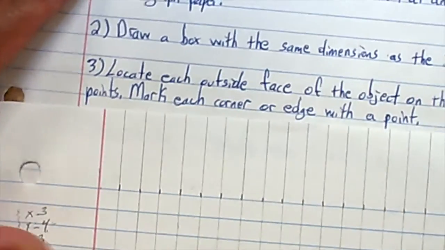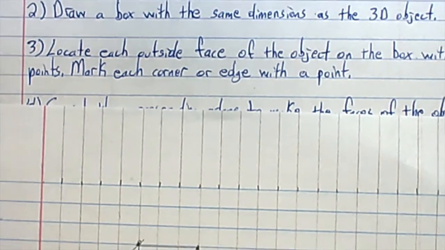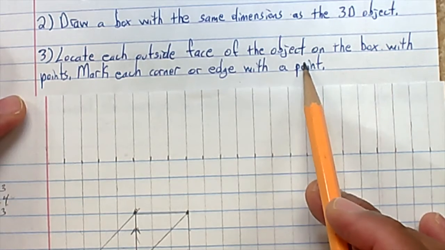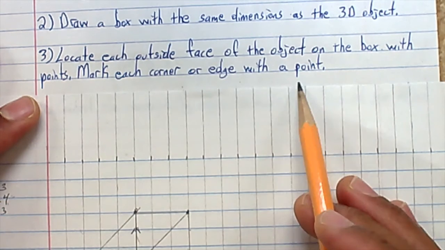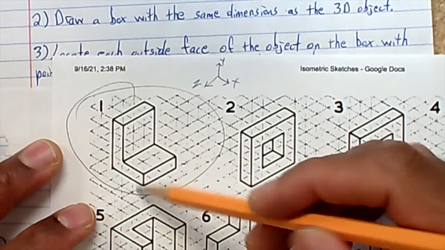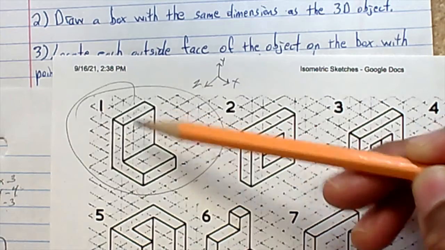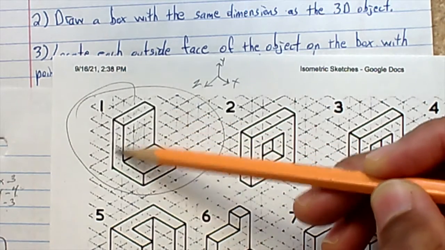The third step is to locate each outside face of the object on the box with points. Mark each corner or edge with a point. For this, we need to look at the original 3D object and ask ourselves, okay, we have a face here, face here, face here, face here, face here.